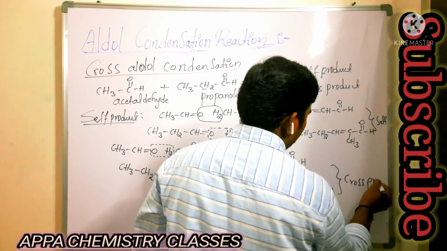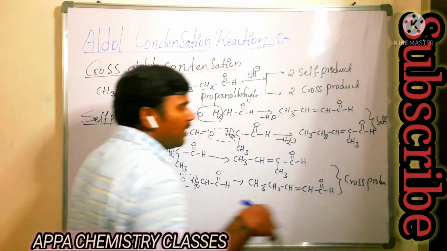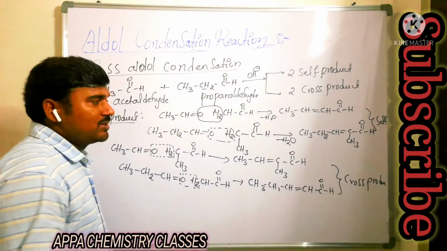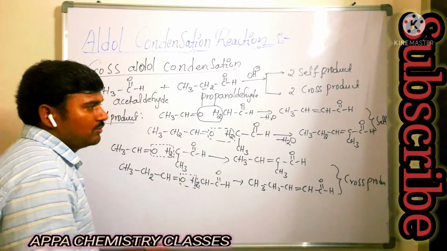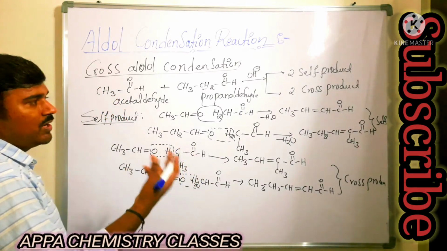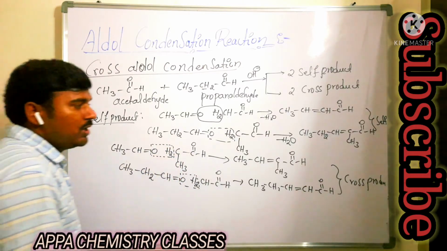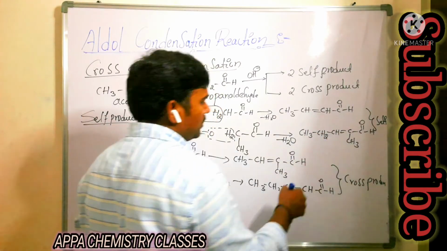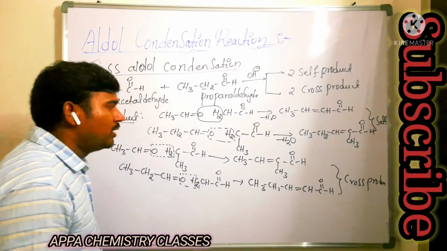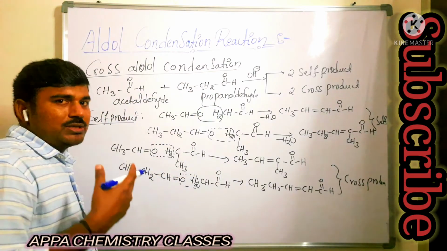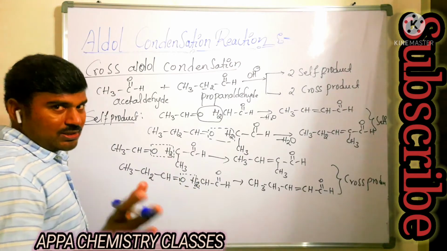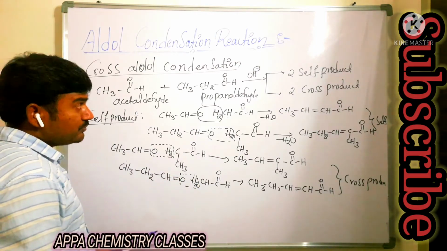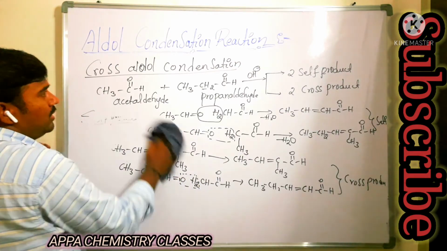This is very important from the board exam point of view as well as the competitive point of view. In cross aldol condensation we get a total of 4 products: 2 will be self products, 2 will be cross products. You can apply the mechanism or use the simple trick. You can follow this method. Is that clear? Now we will see the self aldol condensation.